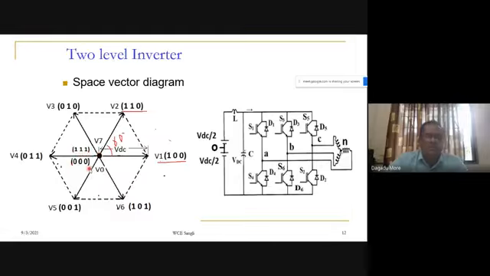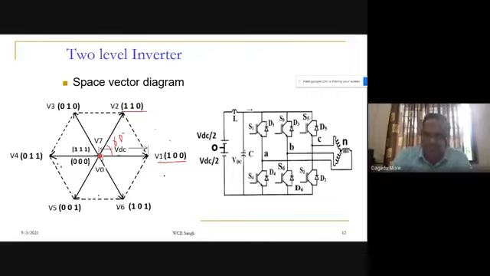For 111 or 000, what is the meaning of this? Load terminals are shorted. Is it right? ABC are shorted. Whether the upper 3 are on or the lower 3 are on, our ABC terminals will be shorted. And here our space vector is at the center. Its magnitude will be 0. So is it clear? How to draw the space vector diagram for the two-level inverter?